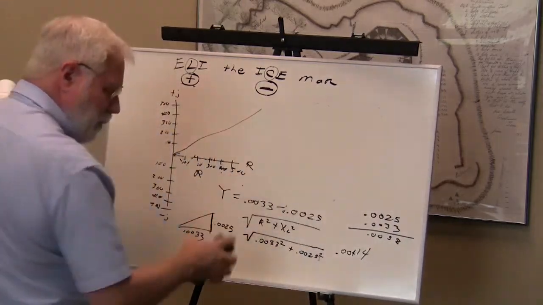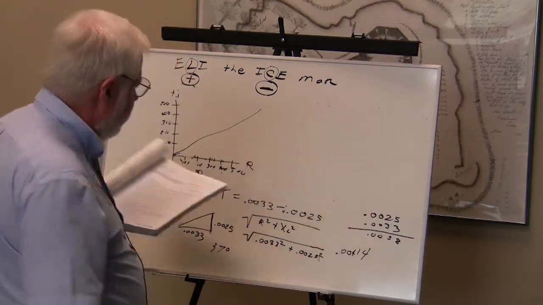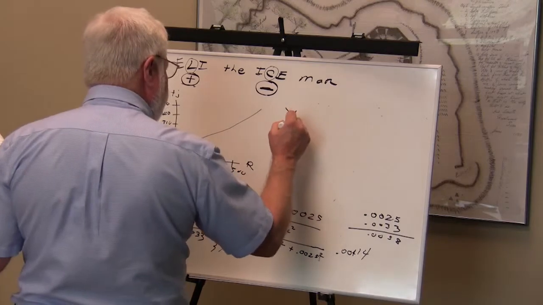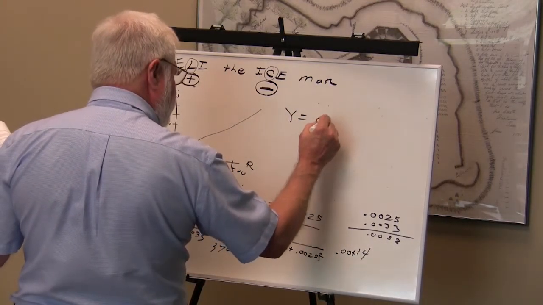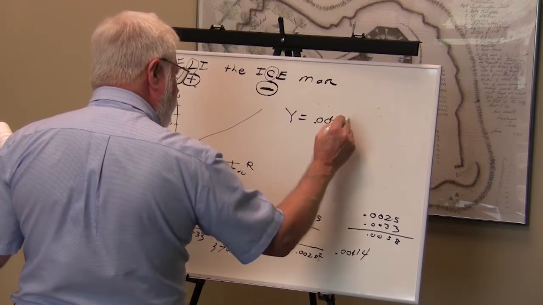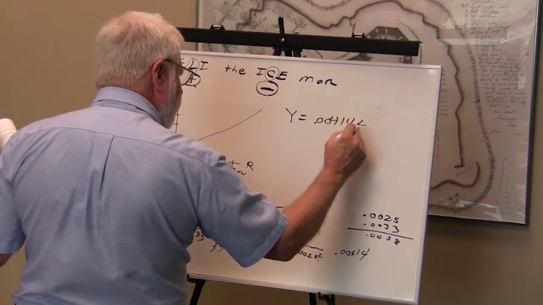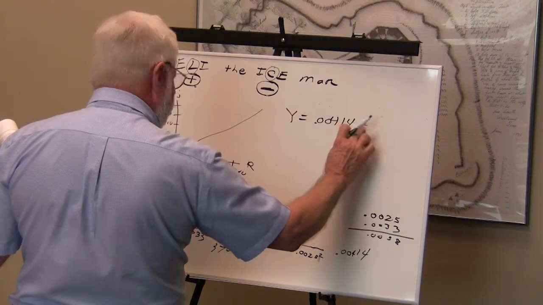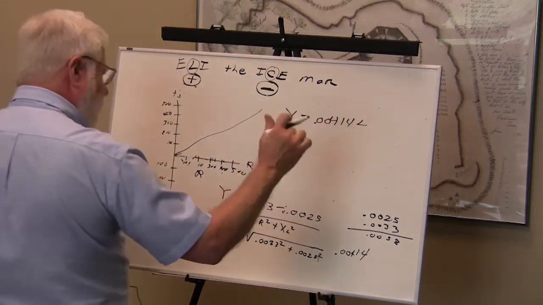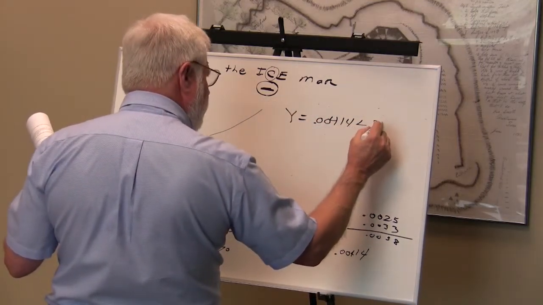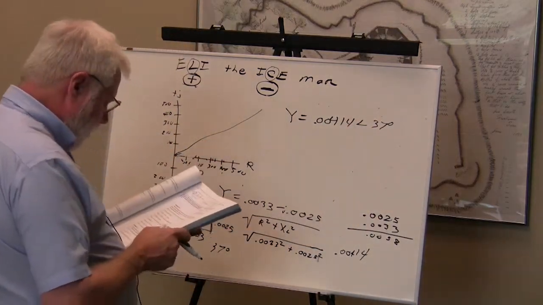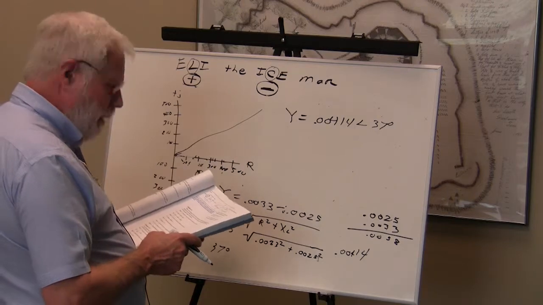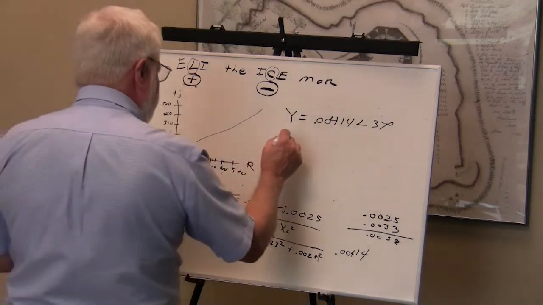So let's see what the total admittance is now. Total admittance Y is equal to 0.00414 with an angle here, and it was 37 degrees. And now we need to convert that back to impedance. We want to now get impedance.